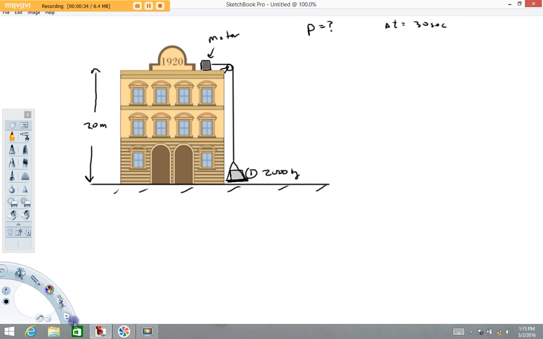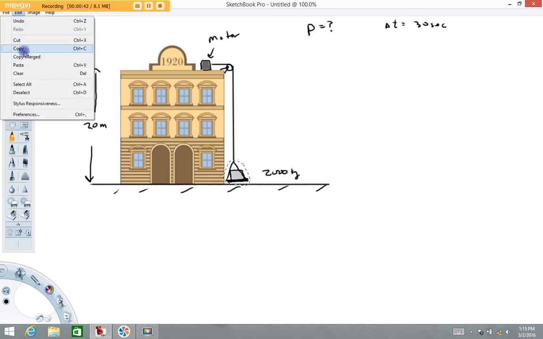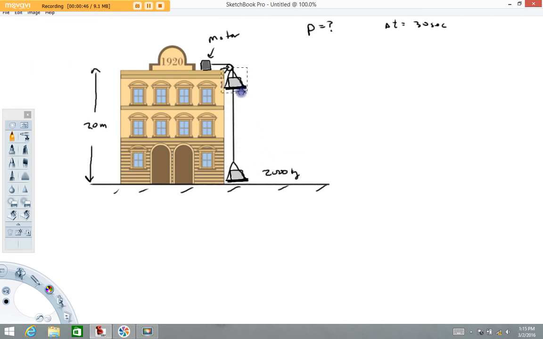up to position 2. And I think what I'll do here is draw a picture of it at position 2, if you give me a moment here. So I'm going to copy this. Boom. All right. So what we're going to try to calculate is how much power is required by the motor to move this 2,000 kilogram load from the ground floor here to here, a distance of roughly 20 meters.